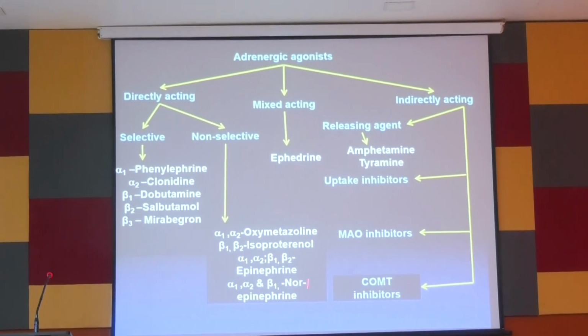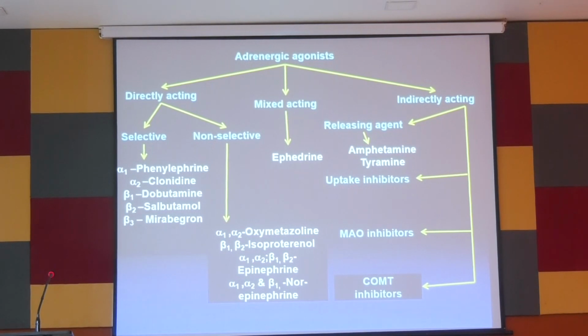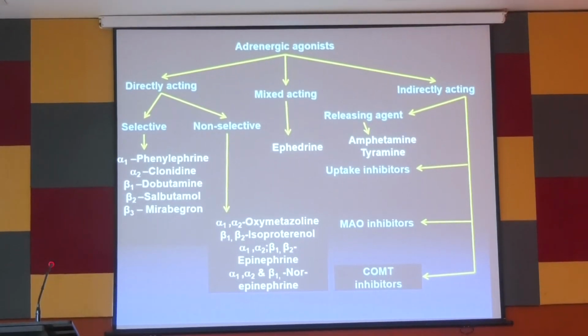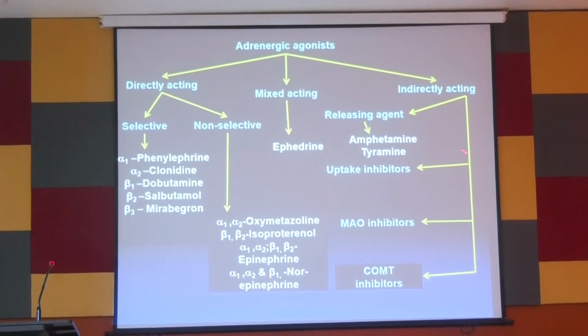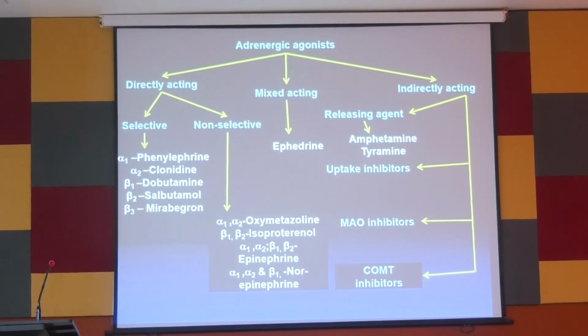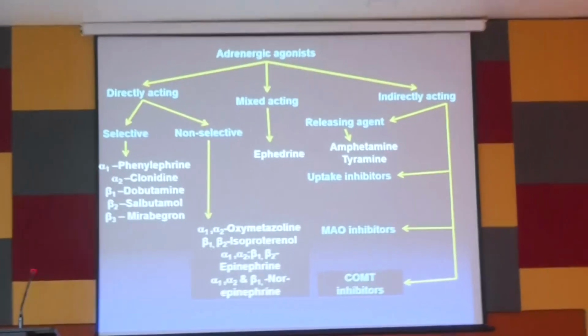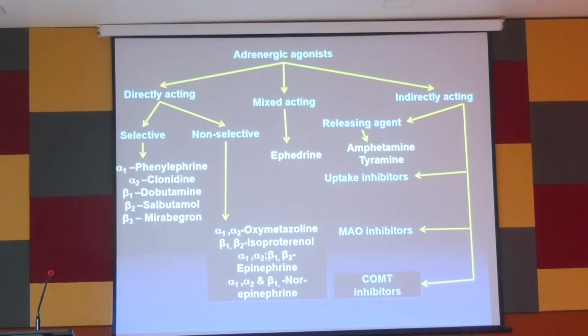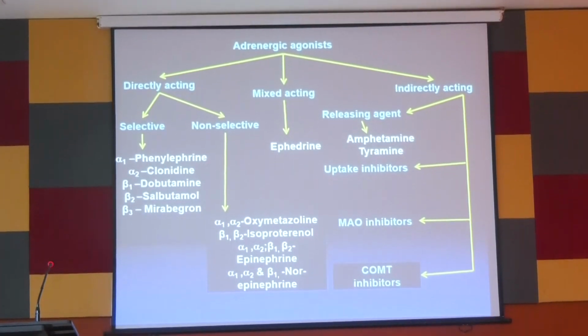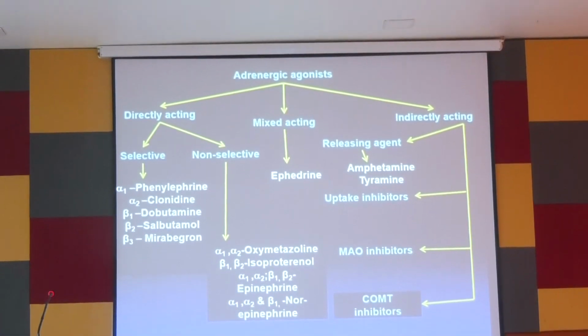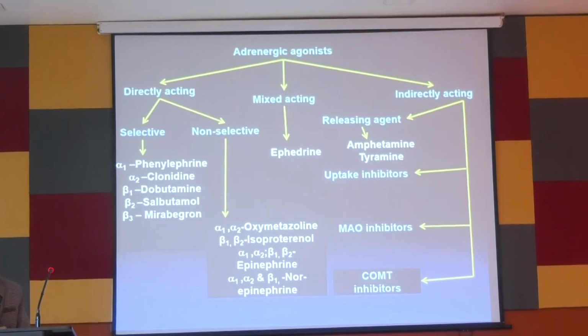Then both alpha beta non-specific is the norepinephrine. So this is the directly acting sympathomimetic agent. Now coming to the indirectly acting releasing agent, amphetamine, tyramine, uptake inhibitors, tricyclic antidepressant, cocaine, MAO inhibitors, I have shown, that is the moclobemide, selegiline, all these. COMT inhibitors, that is the entacapone and tolcapone. And mixed acting, there is only one drug, that is the ephedrine.